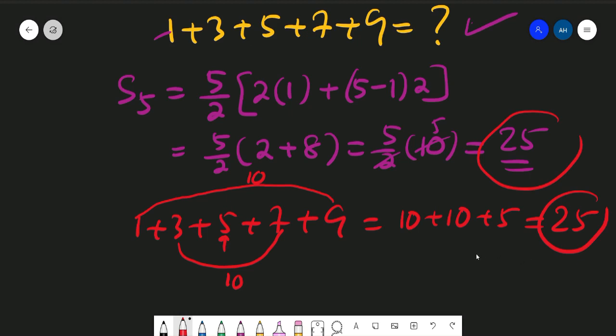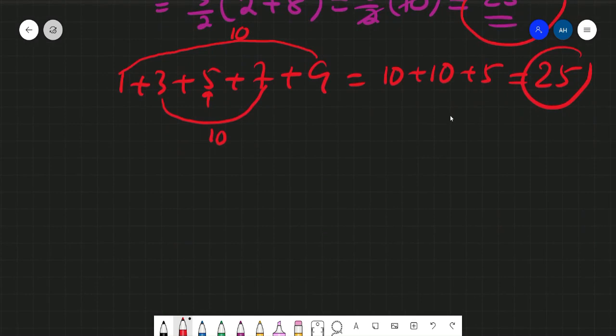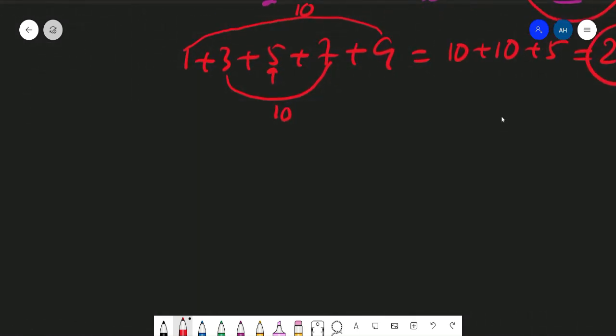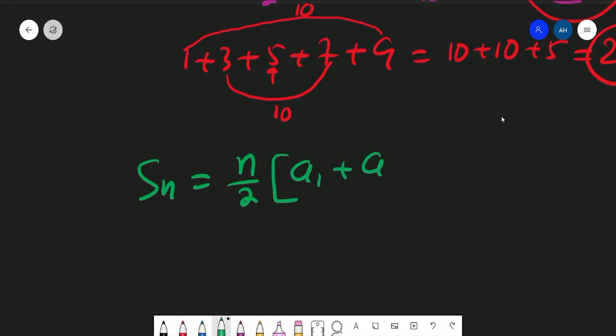And we also have another formula to find the partial sum. That is this formula here, Sn equal to n over 2 multiplied by the first term plus the last term.